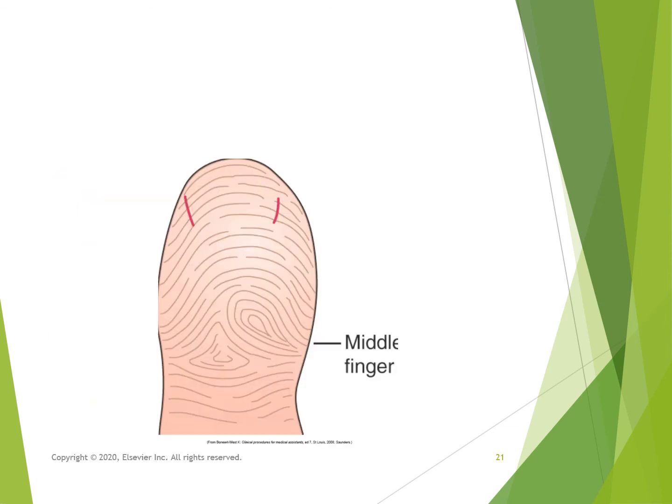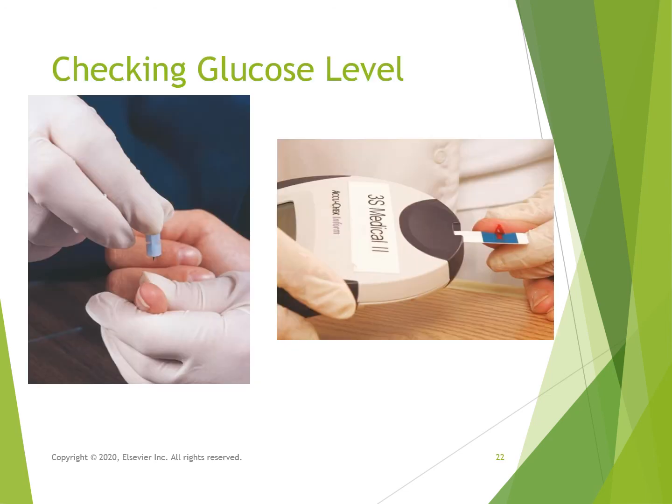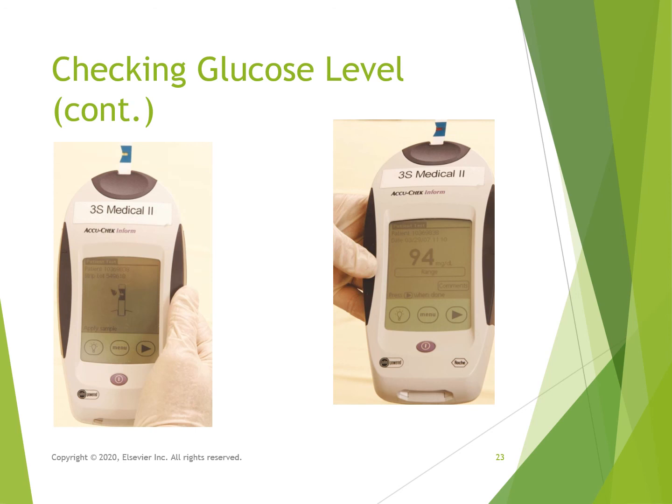There's a picture that shows you the middle finger and where you can do the stick. There you are, checking the glucose level and then putting the strip in. Always make sure you follow each glucometer's method for inserting the strips, because they are all different. Every company has a different method of how to do it.